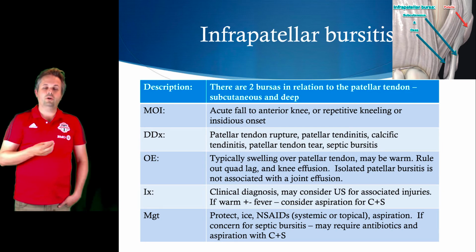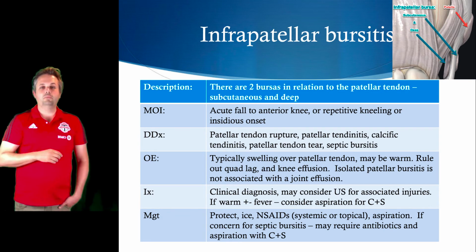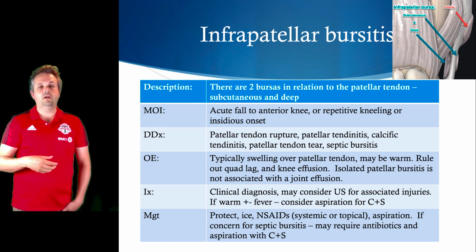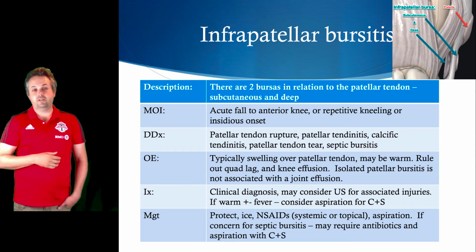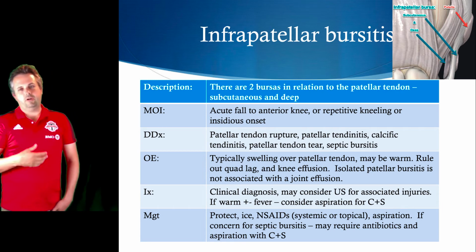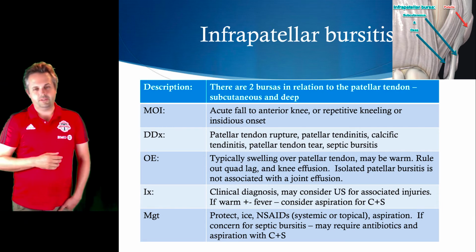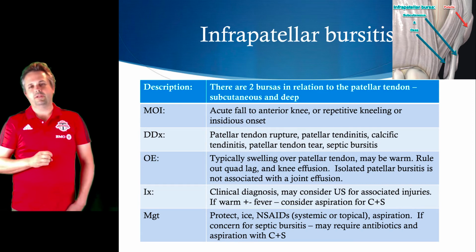There are actually two, one which can occur anterior to the patellar tendon and the second one below. These can happen as a result of an acute trauma to the anterior portion of the knee or as a result of repetitive kneeling. Sometimes they'll have an insidious onset. You can obviously have a number of other things that can cause anterior knee pain. They typically don't cause swelling in this area apart from a septic bursitis.